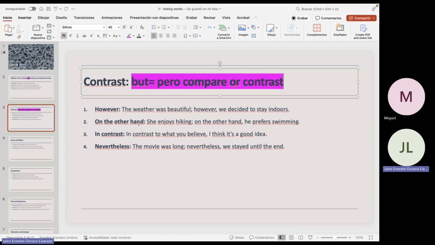On the other hand, in Spanish, por otro lado, right? Literalmente, en la otra mano. But in Spanish we say por otro lado. She enjoys hiking, o por el contrario, más bien. She enjoys hiking. On the other hand, he prefers swimming. Right? In contrast, in Spanish, en contraste. In contrast to what you believe, I think it's a good idea.